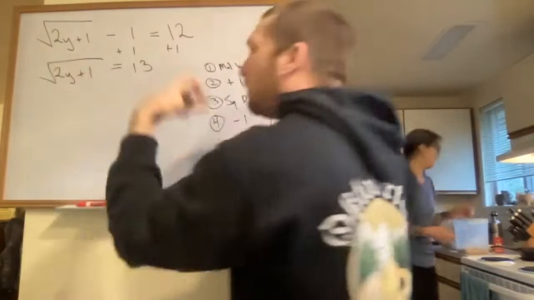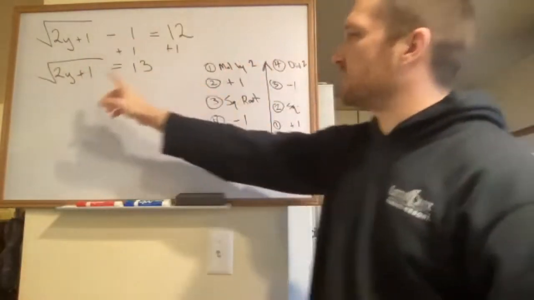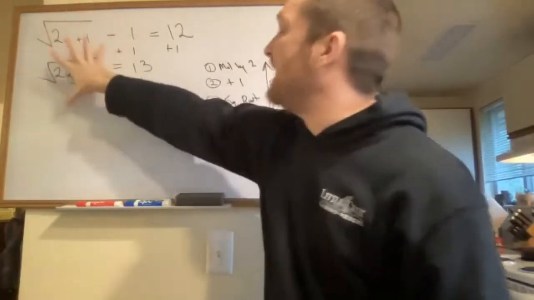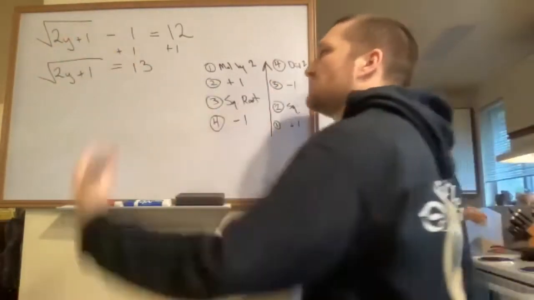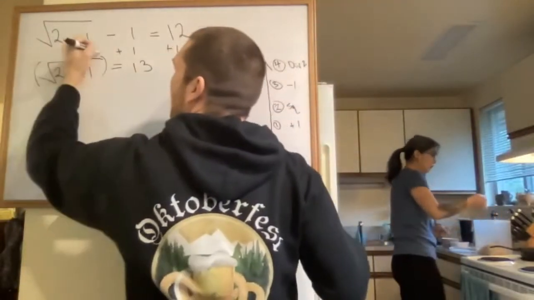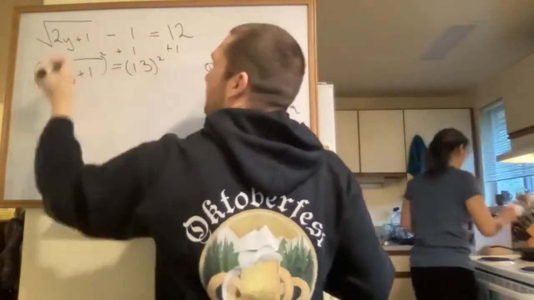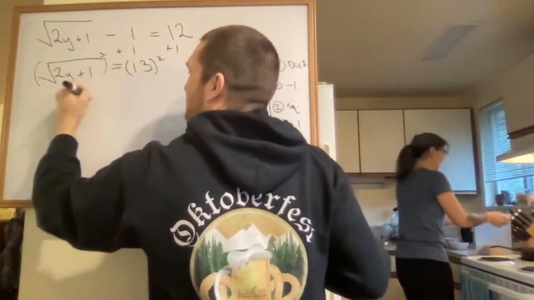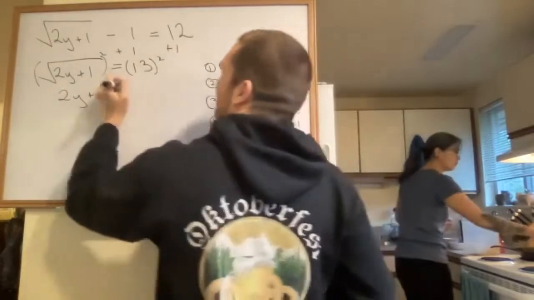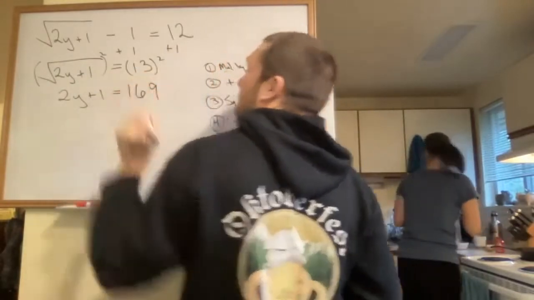Again, I kind of go back through these steps and say, okay, 2 times y, then plus 1. Oh, then square root. So how do we undo square root? Square. We square both sides. That makes this thing pop out. That's the reason that we did it. And what's 13 squared? 169.